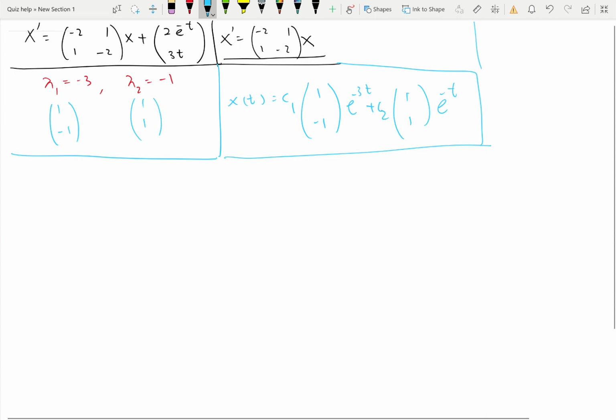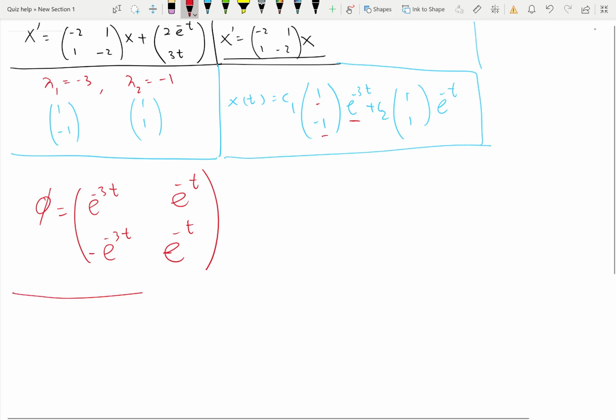Okay, now what you want to do is find the particular solution. First find the fundamental matrix, right? So the fundamental matrix phi is 1 times e to the -3t, here e to the -3t, here -1 times e to the -3t, negative e to the -3t. Here it's just e to the -t, e to the -t, right? So we write the fundamental matrix using the complementary solution.